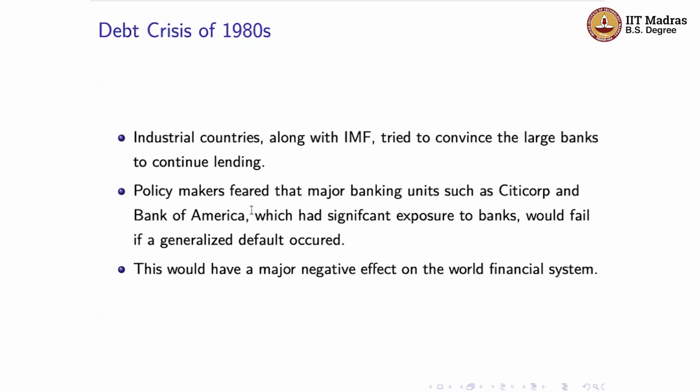So policymakers started fearing that major banking units based in the US, such as Citicorp or the Bank of America, which had significant exposure to these banks, would also fail if a generalized default occurred, right? And this would not only be a problem for these developing economies, but would now be a problem for the global financial system that we have, right?